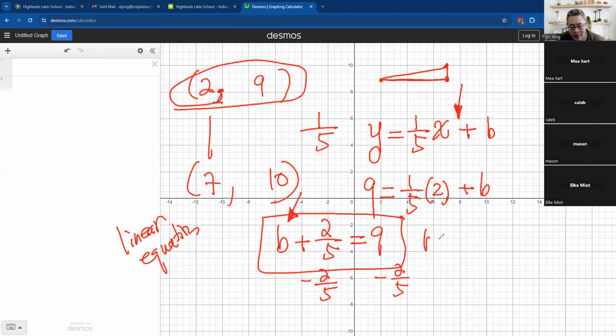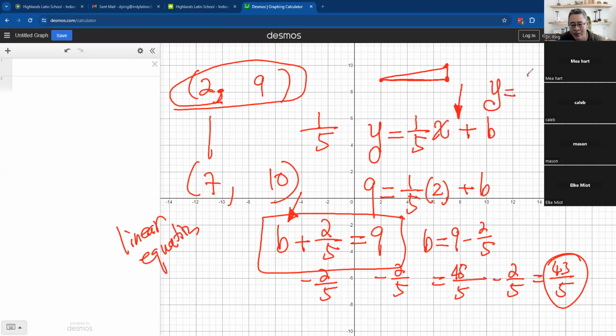Then our b will be 9 minus 2/5, which is 9 as 45 over 5, then minus 2/5, that is 43 over 5. So that's our b. So therefore, our answer for this problem is y equals 1/5 x plus 43 over 5. Now, we can actually check if we got that right.